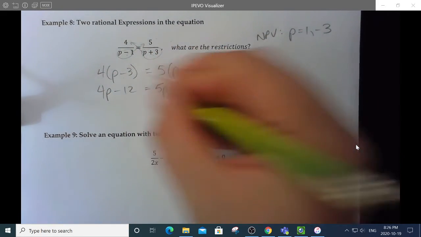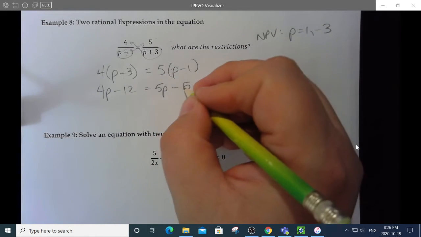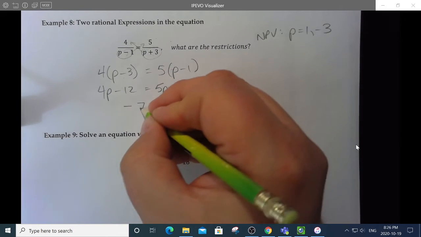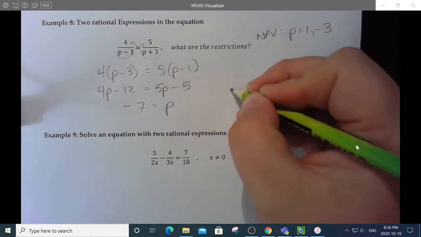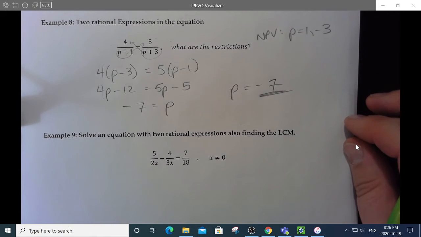Don't forget to distribute both of them. And then I think I'll move the p's to the other side and the negative over there. So negative 12 plus 5 is negative, what would that be? Negative 7 is equal to p. So there we go. P is equal to negative 7. Sweet. Okay, so that was number 8. Number 9. Wait a minute.